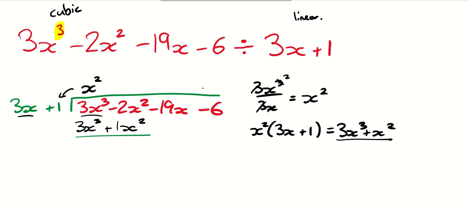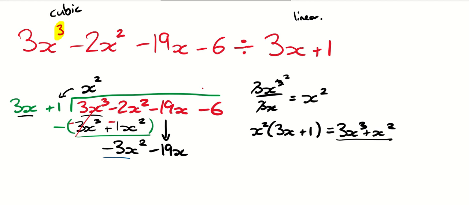Now what we need to do is take this away, so minus that, and we're going to need to change our sign. So 3x cubed minus 3x cubed, that'll be nothing, so 0. Then minus 2x squared minus 1x squared will give us minus 3x squared. Now we've got that, we can bring down our minus 19x, so make sure to keep your minuses, and we're going to continue on the same method.